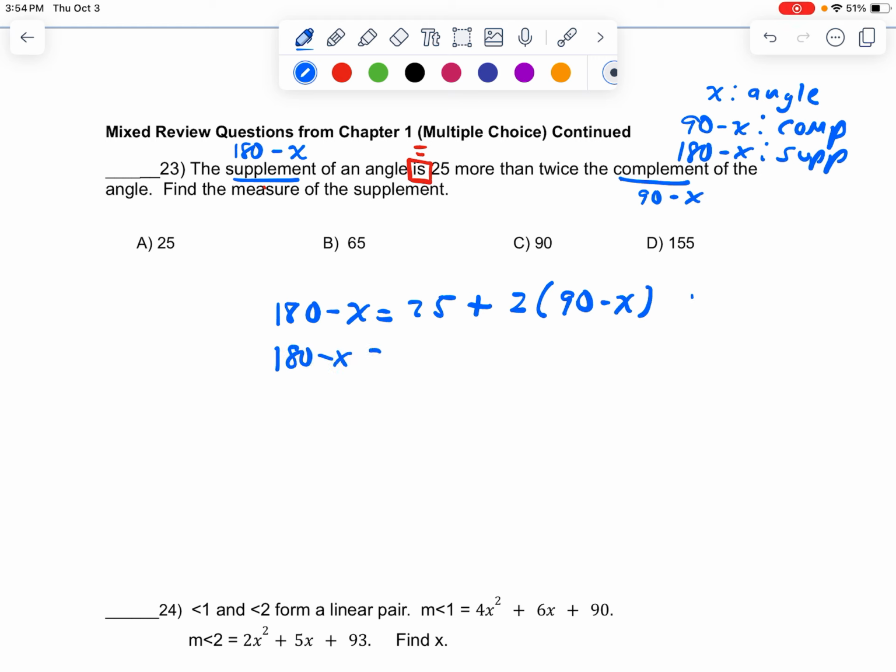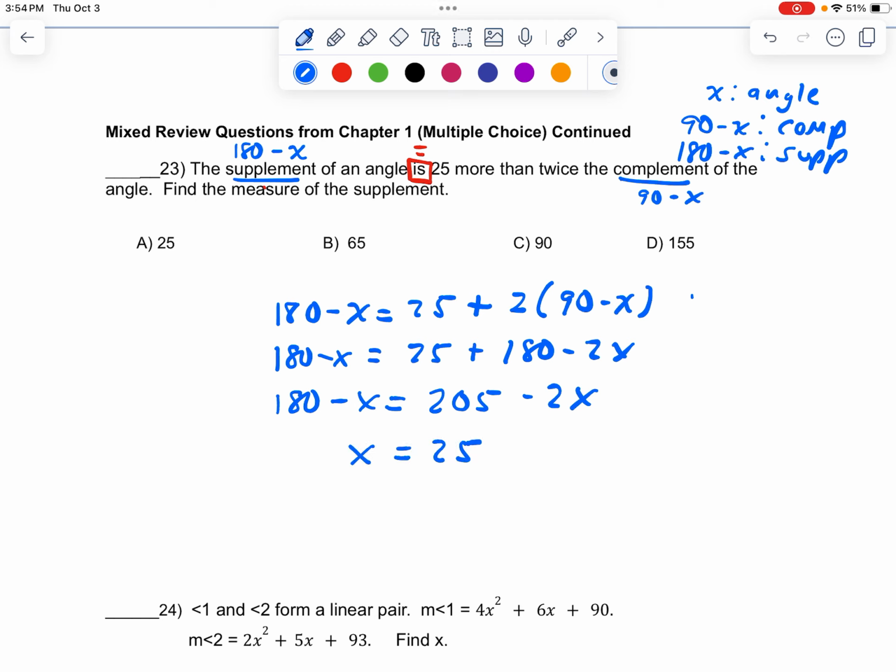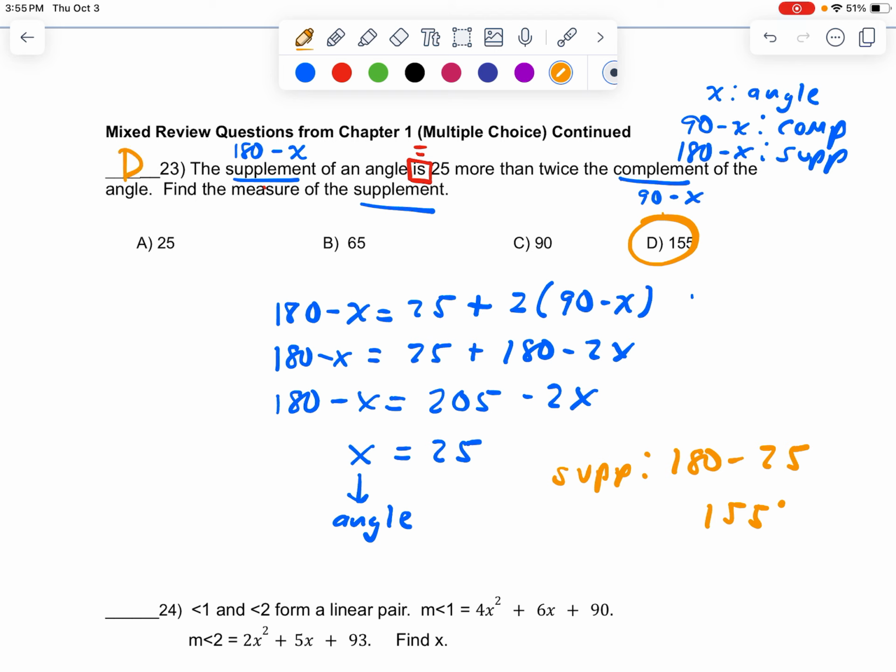But if we simplify this, we would get this. So x is 25. Now, the question didn't ask for this because this represents the angle. What it did ask for was the measure of the supplement. And the measure of the supplement of the angle is 180 minus 25, which is 155. So the answer, again, is D.